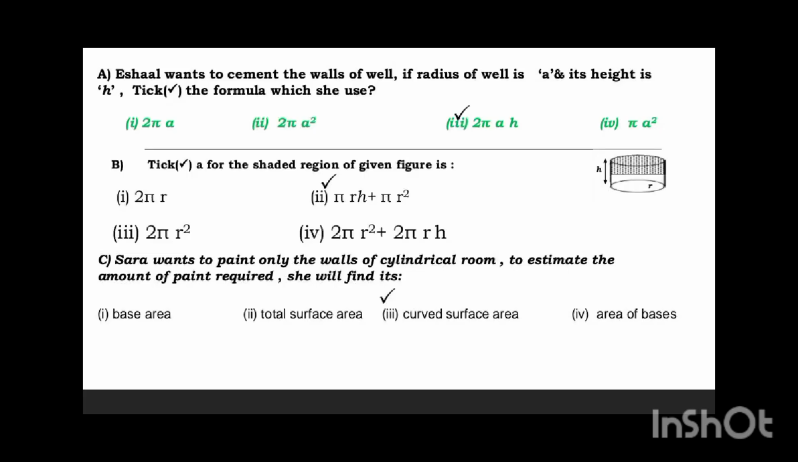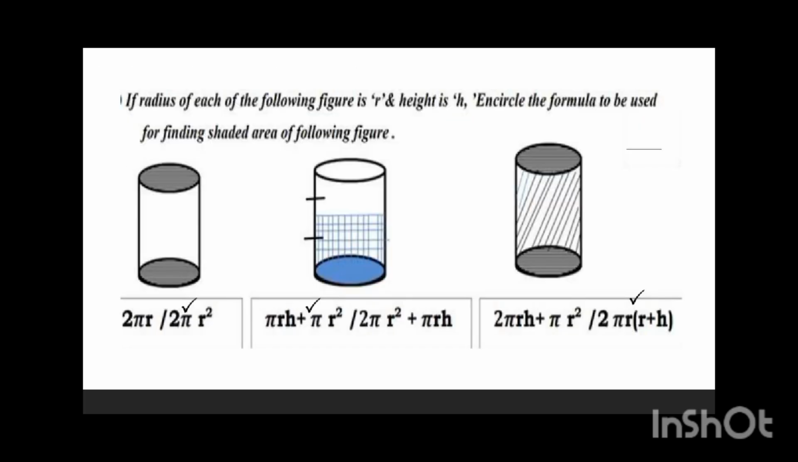Now Sarah wants to paint only the walls of a cylindrical room. To estimate the amount of paint required, what will she find? She will find its curved surface area. If the radius of each of the following figures is r and the height is h, encircle the formula to be used for finding the shaded area of the following figures.